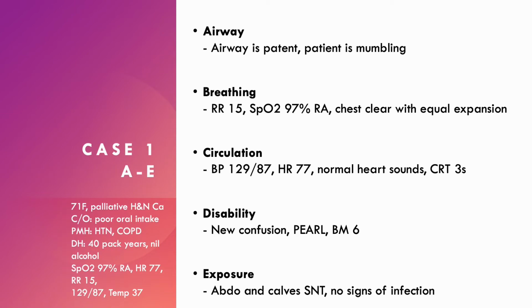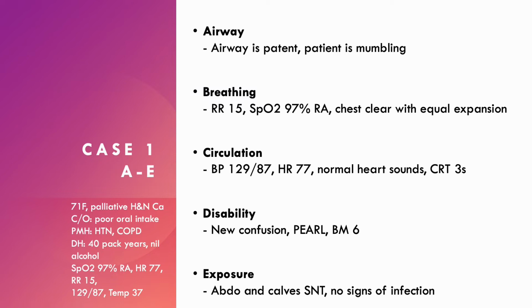So that's what we do. We do an A to E assessment on the patient. So looking at the airway, the patient's airway is patent and she's mumbling to herself. So that's a good way of telling if someone's airway is open. Looking at breathing, the patient's respiratory rate is 15, oxygen saturations are 97% on room air, the chest is clear and she's got equal expansion. So no issues with breathing.